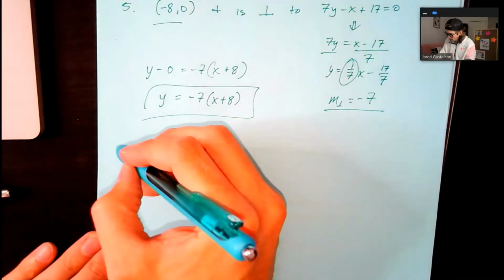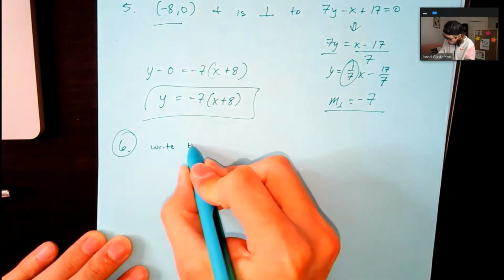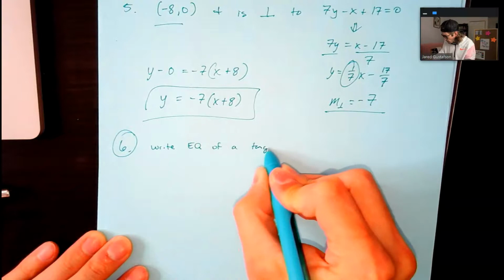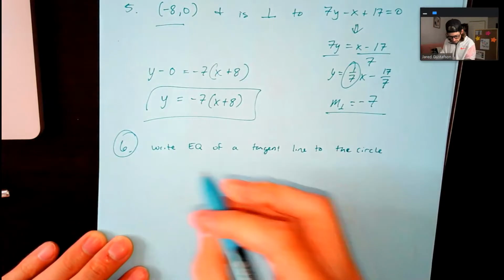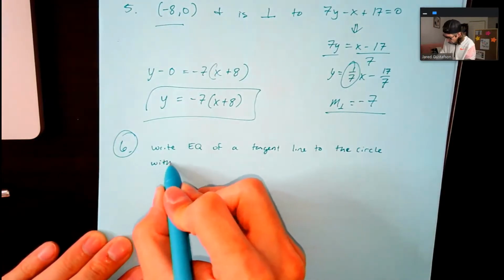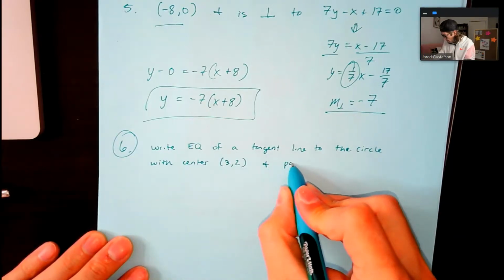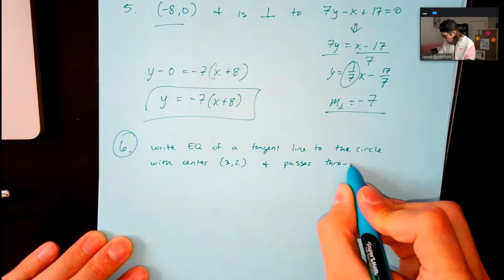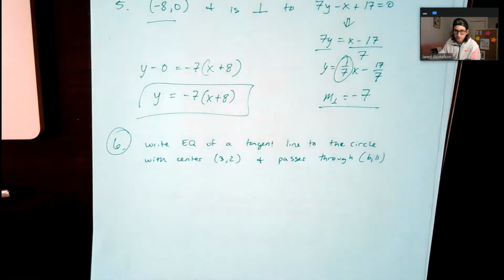All right, to wrap up, let's actually do something that's a little tricky. So write the equation of a tangent line to the circle with center 3, 2, and passes through 6, 11. Now this one we need a little bit of an explanation if you don't know or don't remember. A tangent line is a line which touches a curve in one place.